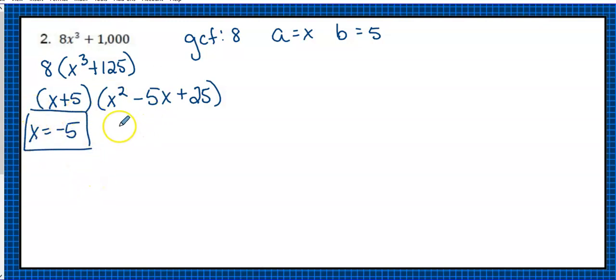Okay, so I need to now figure out if I can factor this into two binomials, and I can't. There's not two numbers that multiply to 25 that combine to -5, so I need to use the quadratic formula again.